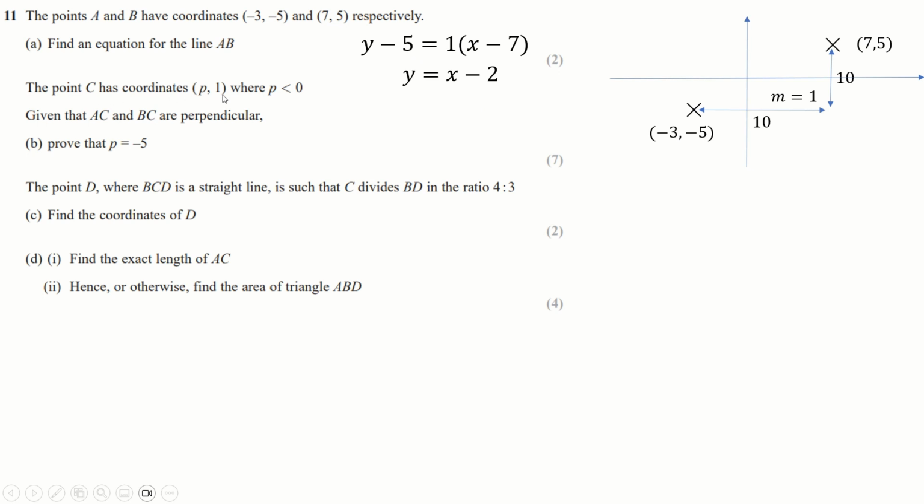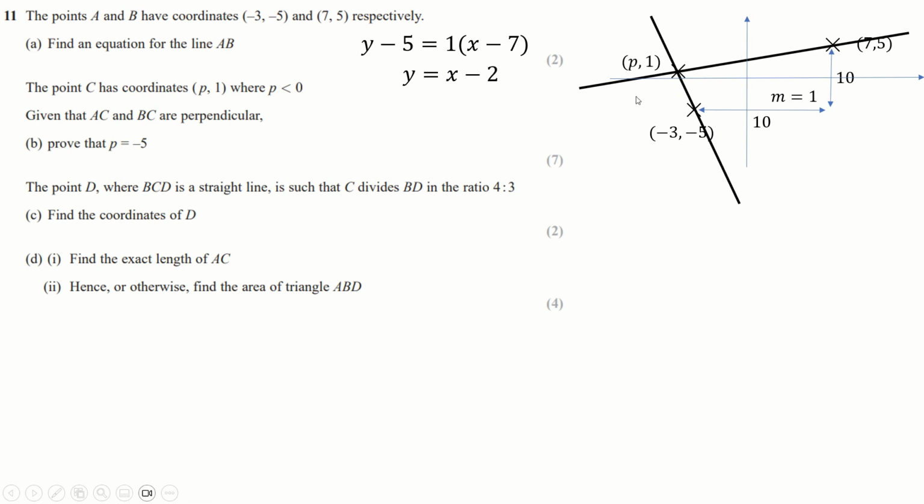Point C has coordinates (p, 1), where p is less than 0. So it's over here somewhere, because p is the x-coordinate. So let's put it somewhere. The y-coordinate is 1, so it's sort of along this horizontal line here. And where could we put that such that we make a 90-degree angle between A and that point and B and that point? After a bit of thinking, I figured over here would be kind of reasonable, because that looks a bit like a 90. So p is probably less than minus 3, but let's not take that for granted.